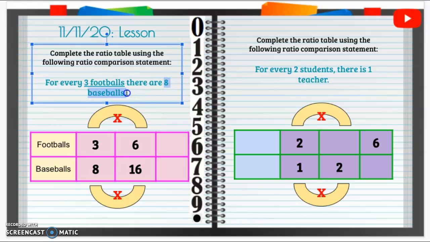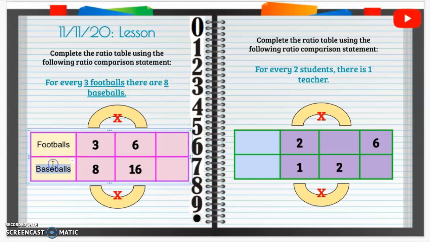So, over in our table, we're going to just chart this and make some equivalent ratios. That's all we're going to do. In my table, it says footballs. For every 3 footballs, footballs goes first, there are 8 baseballs. So I have footballs and baseballs. For every 3 footballs, I'm going to put a 3. There are 8 baseballs, so baseballs is down here, and I'm going to put 8.